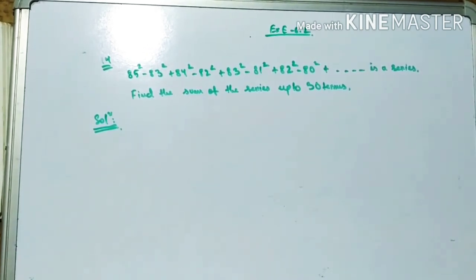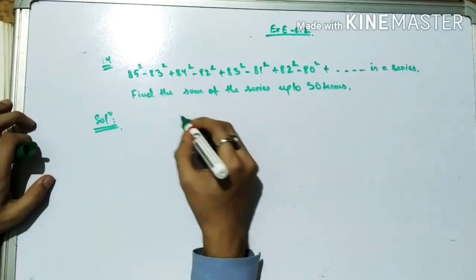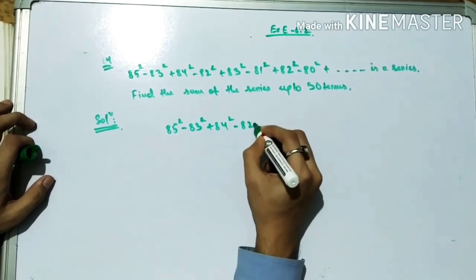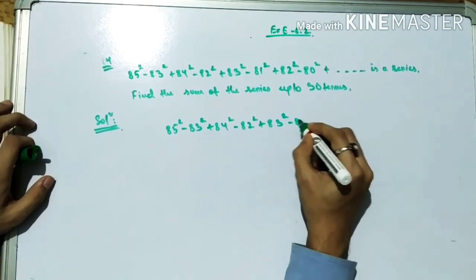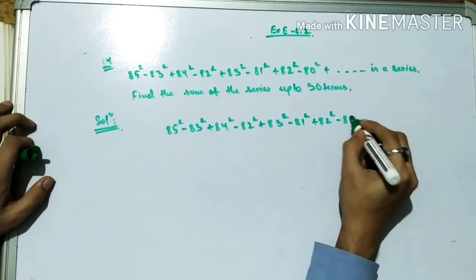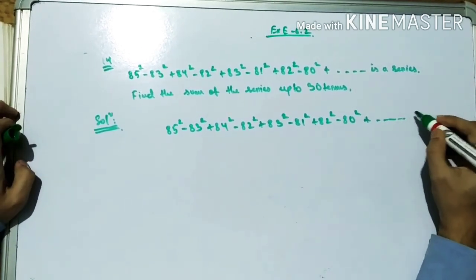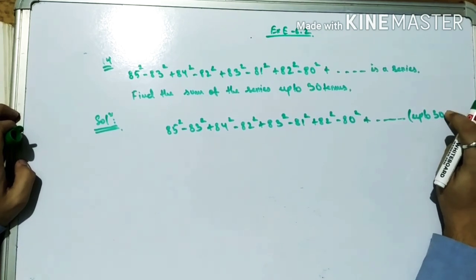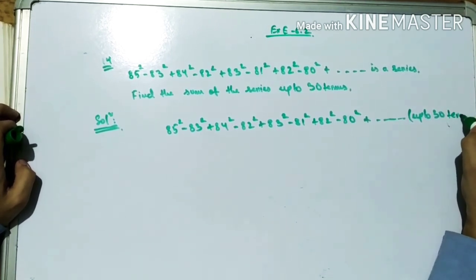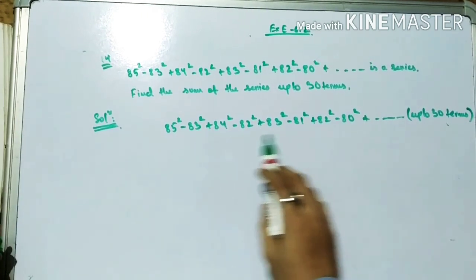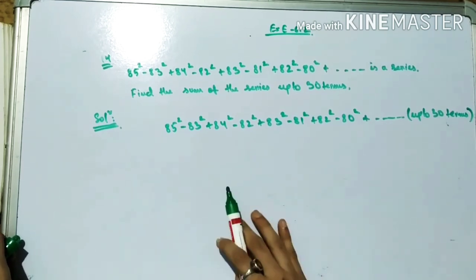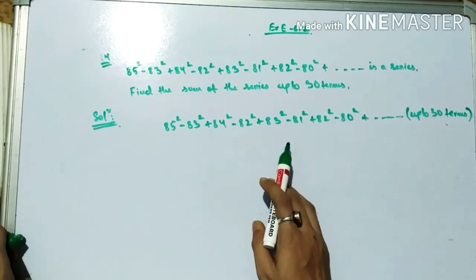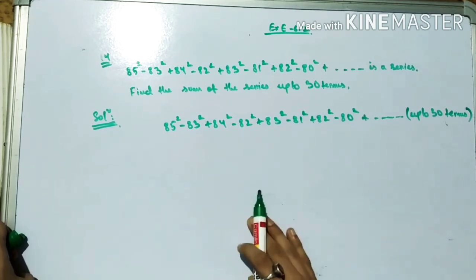Understand? So this is the series given: 85 square minus 83 square plus 84 square minus 82 square plus 83 square minus 81 square plus 82 square minus 80 square plus dot dot dot. I have to find the sum up to 30 terms.